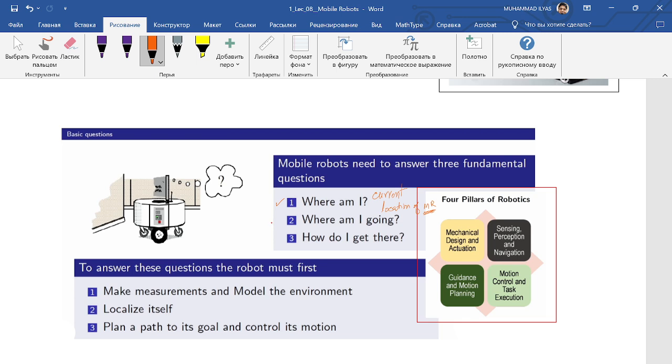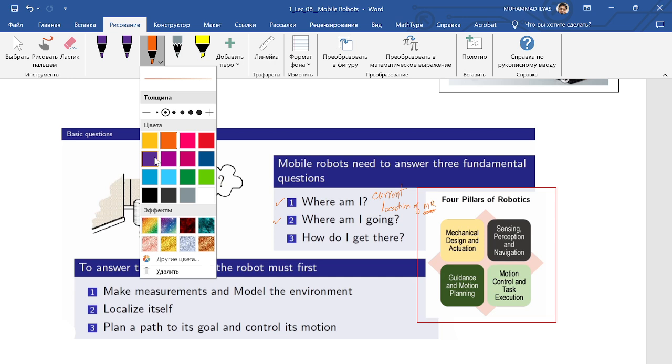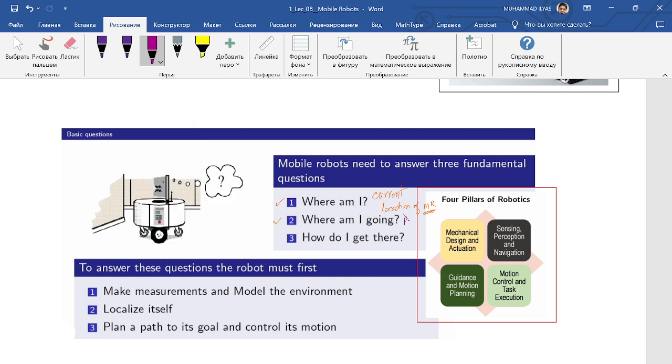The second question which mobile robots have to solve is: where am I going? This is about path planning. We have discussed one type of path planning, moving from point A to point B, like the bug algorithms, but we'll cover more later. This talks about path planning or trajectory planning: how can I go from point A to point B? How do I get there?